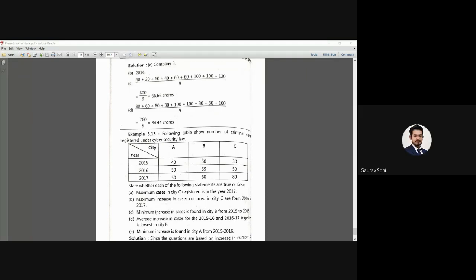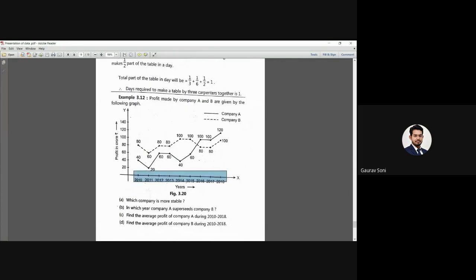Look, what stability means is there is not a lot of fluctuation, right? If you look at the graph, you can see that company A has lowest as 20 and highest as 120. So there is a lot of fluctuation, right?